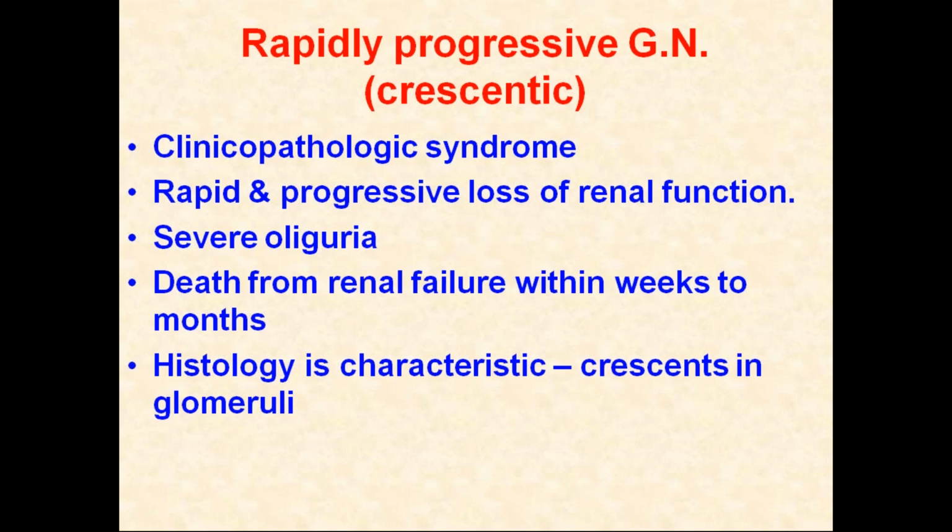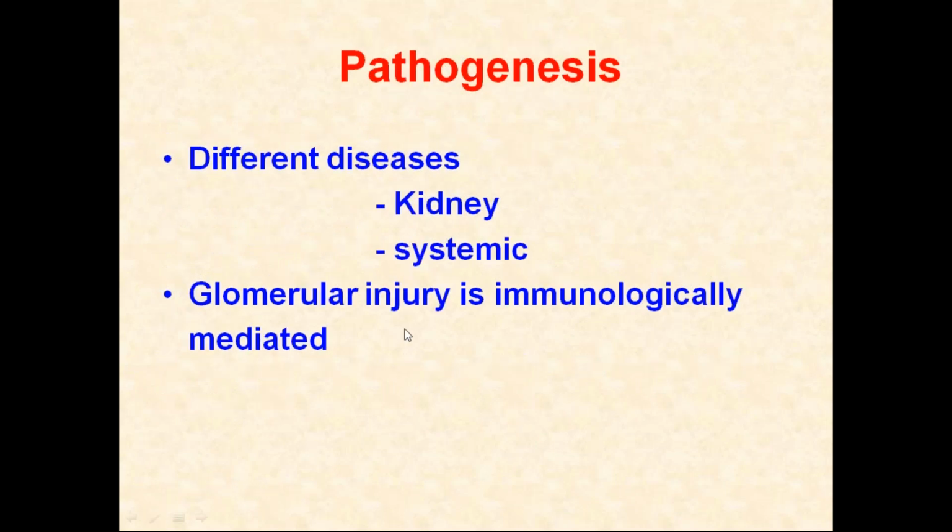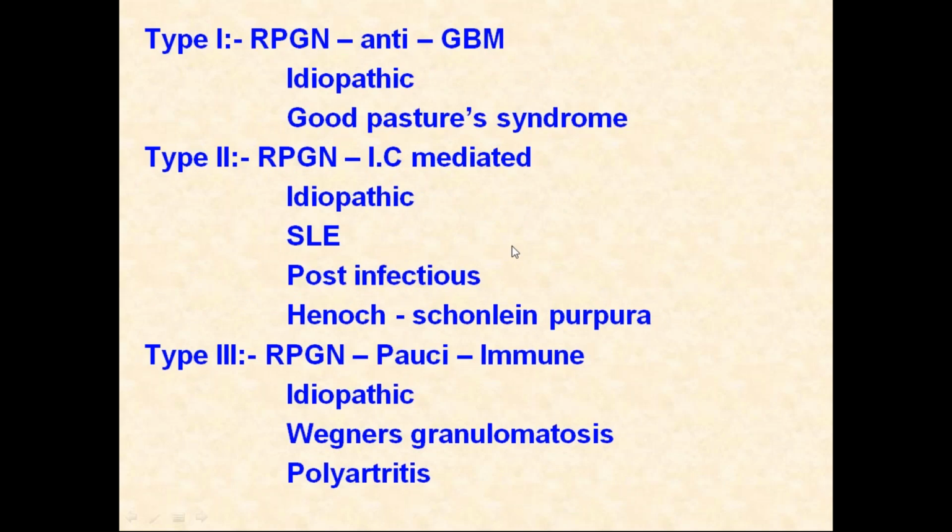So why is it called crescentic glomerulonephritis? Microscopically, on histopathology, you find crescents in the glomeruli. What is the pathogenesis? The glomerular injury here is immunologically mediated. There are several diseases within the kidney and systemic diseases which can cause RPGN. So there are type 1, type 2, and type 3 RPGN.